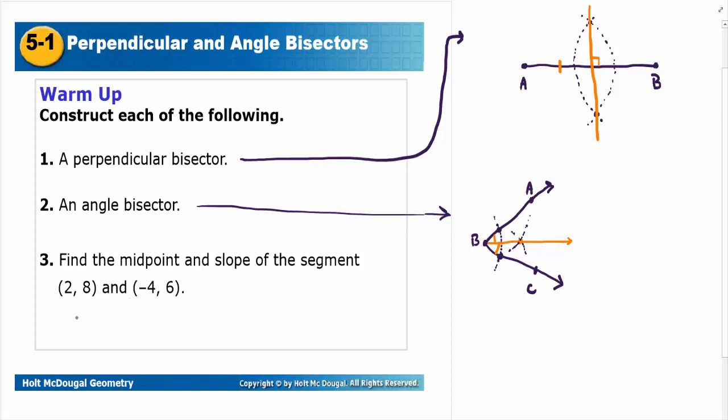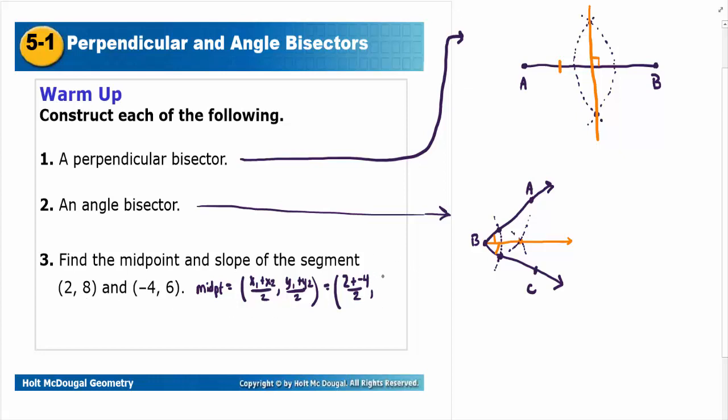So for midpoint, we need to know the midpoint formula. Remember, midpoint is x1 plus x2 over 2 and y1 plus y2 over 2. So in this case, I'm going to add my x's and add my y's and divide each by 2. So this will be 2 plus negative 4 over 2. That's adding my x values up. Then add your y values up.